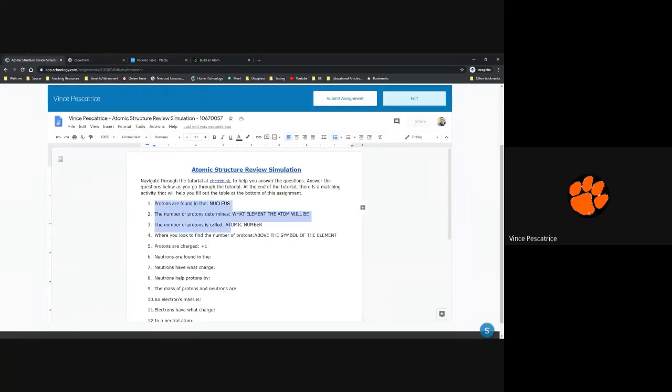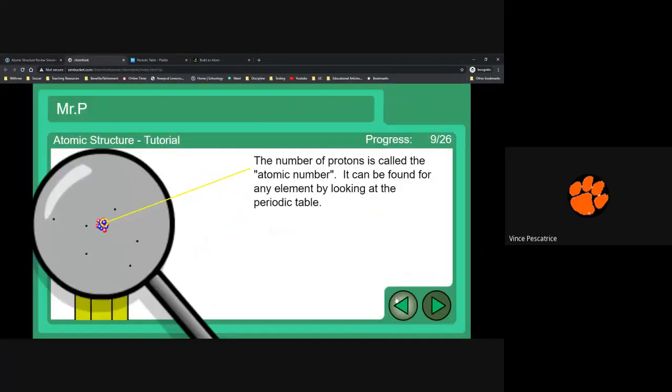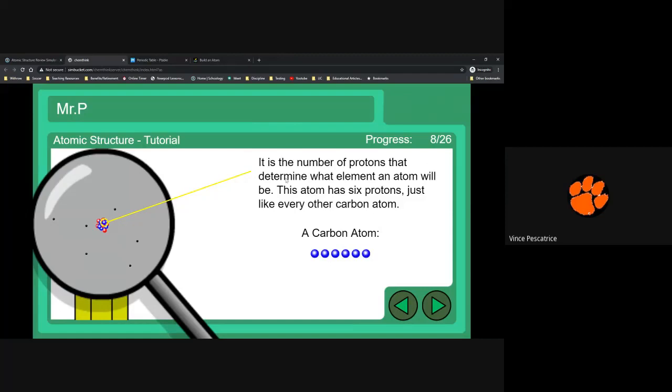So that should take you up from 1 through 5. You should have 1 through 5 filled in. Does anyone need me to go over any one of those? Number 2, the protons determine what the element will be. That is on slide 8.